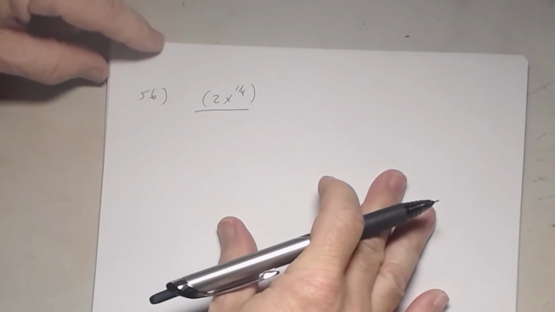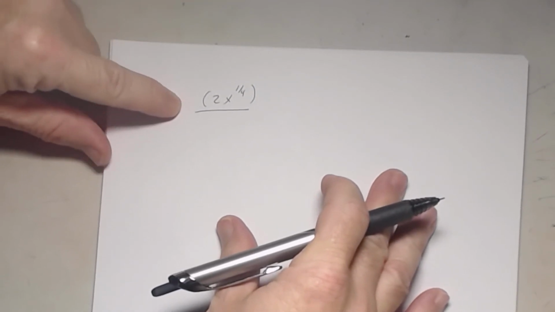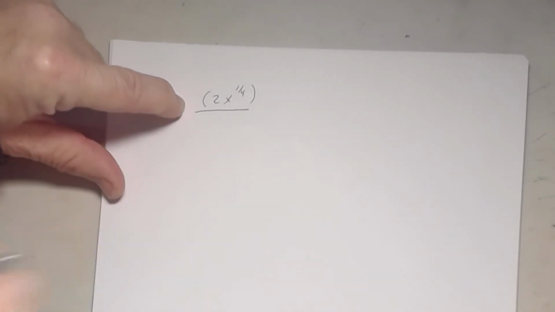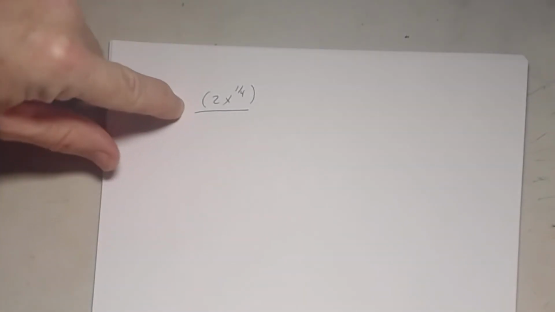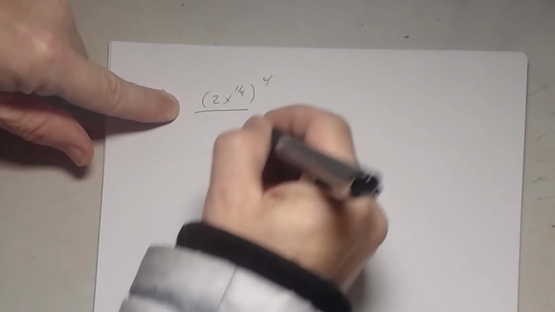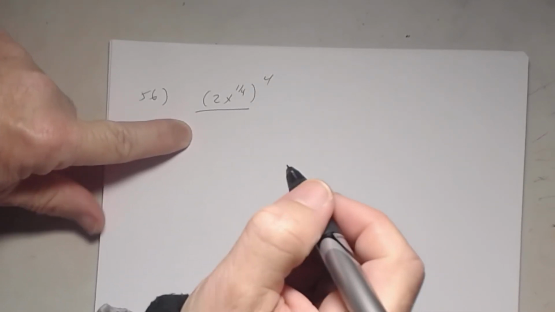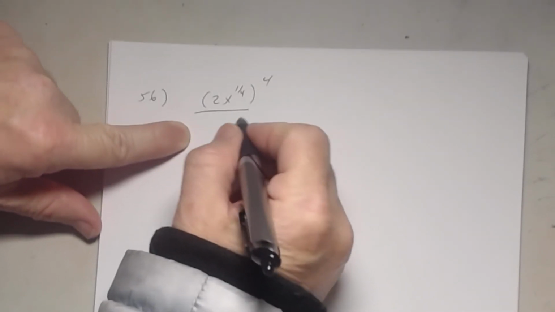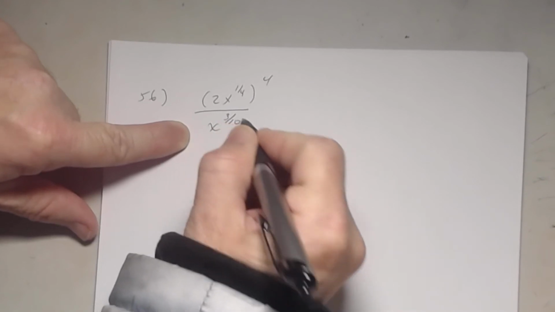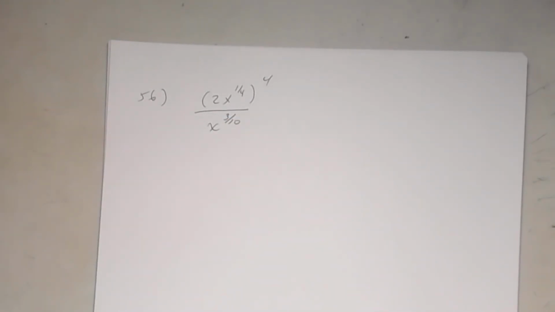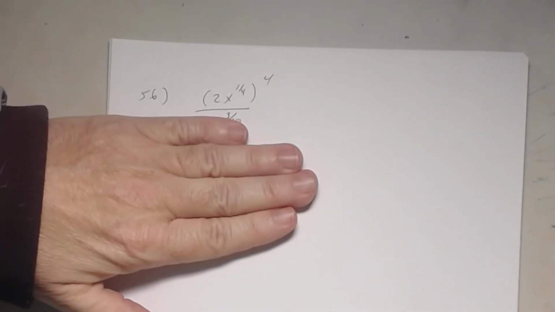2x to the 1/5 looks like this in parentheses, and that's being raised to the 4th power divided by x to the 3/10. All right, take care of the numerator. Now in the numerator, if I cover the denominator, what rule are you going to be using?